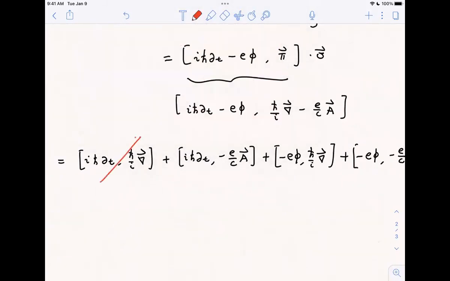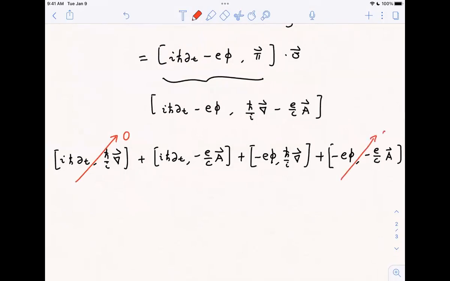So this term is 0, because a derivative on time and a derivative on space commute. And then these two are just functions. There's no derivative, so they also commute. So you only need to consider these 2 terms. So what is this?